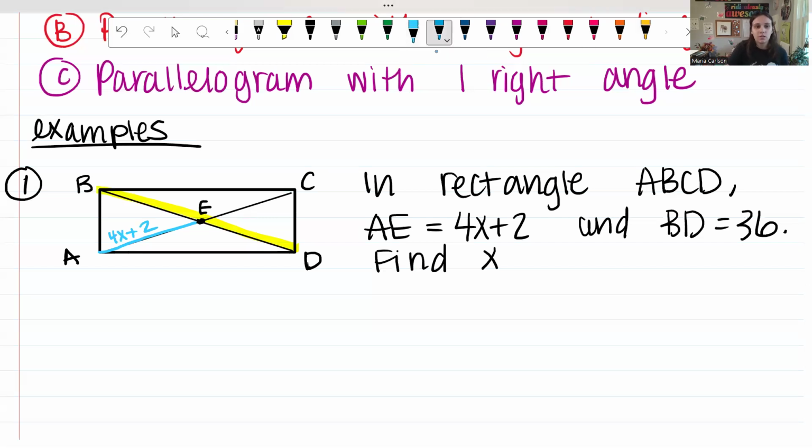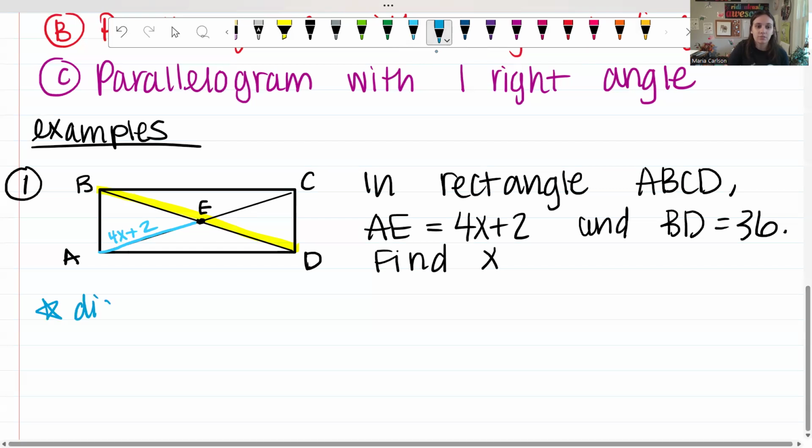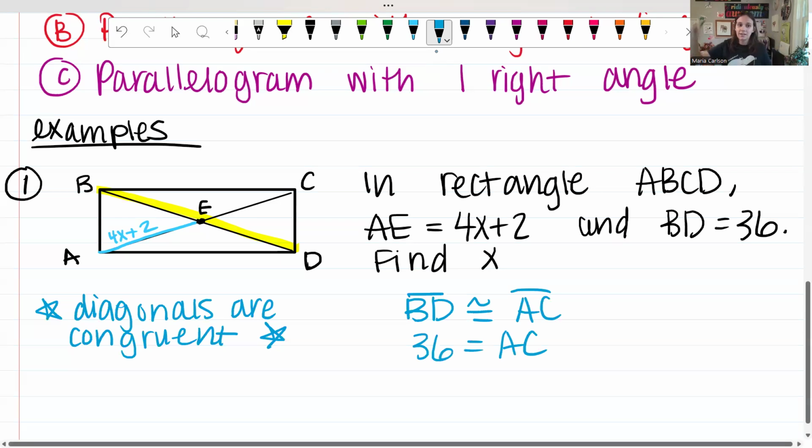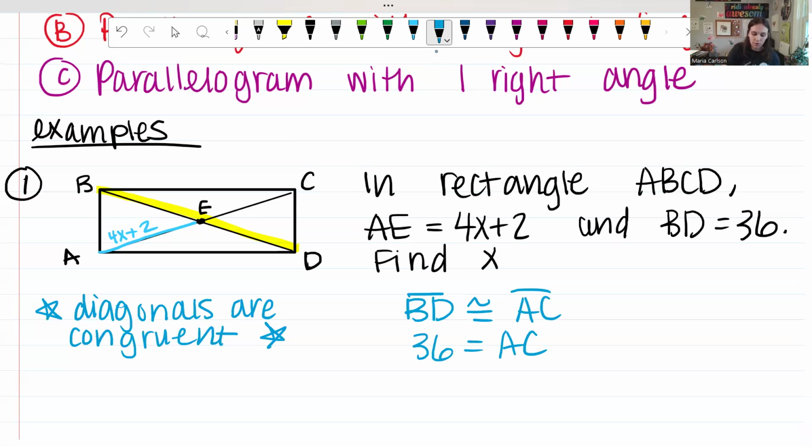Well, this is a rectangle, which means that the diagonals are congruent. So this means that the entire diagonal BD is congruent to the entire diagonal AC. And we know BD is 36. So 36 is equal to whatever AC is. The entire segment AC is also 36.